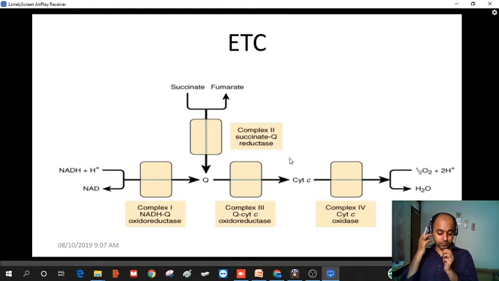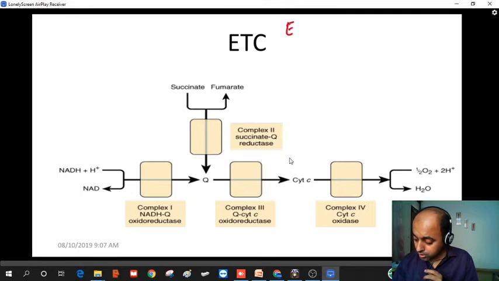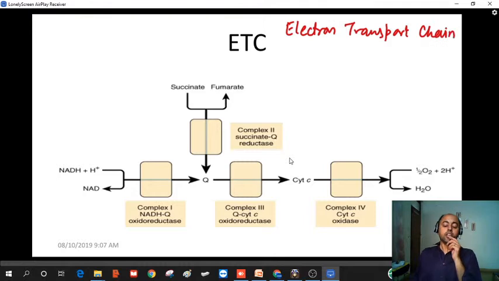Okay, so ETC stands for the electron transport chain. What it does, the electron transport chain receives the reducing equivalent from the NADH and FADH2. Those reducing equivalent are passed along the various components of ETC, and this movement generates a proton gradient. The proton gradient is used to generate the ATP.